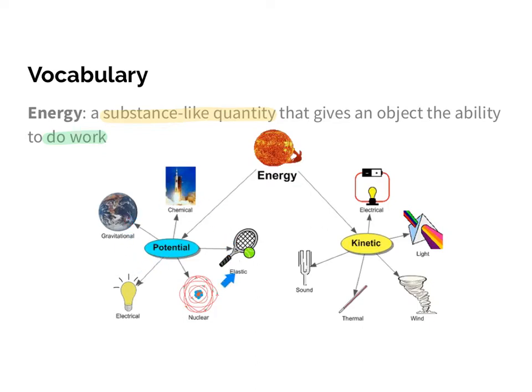So there's all these different types I have here, like gravitational potential energy. So that's going to be energy stored due to height, chemical, elastic, nuclear, electrical. We'll look at these different types in our next section.